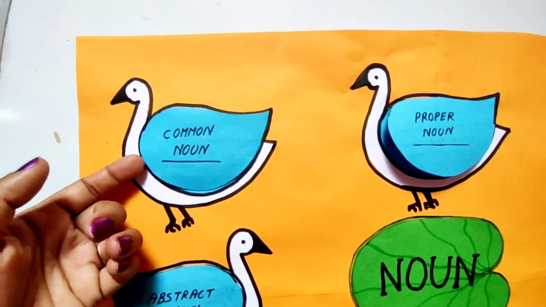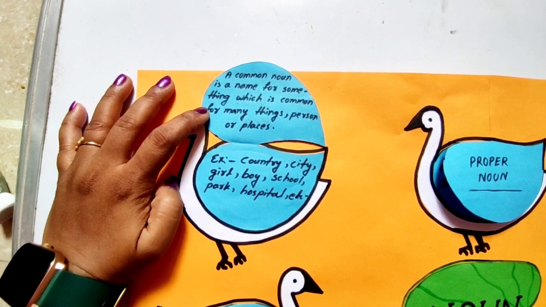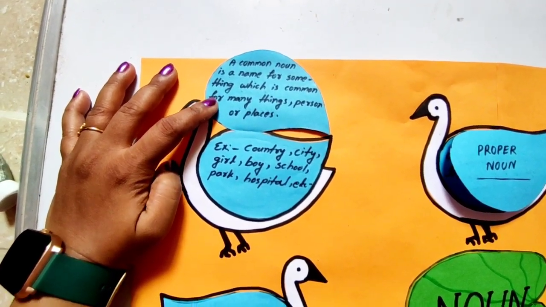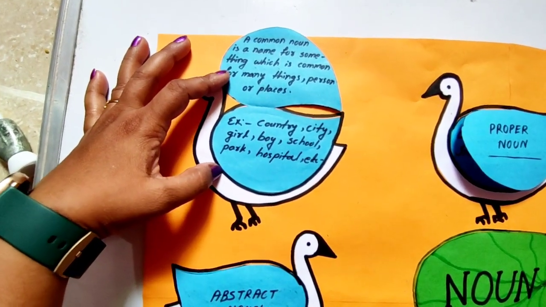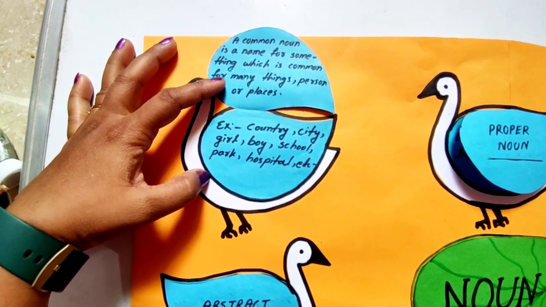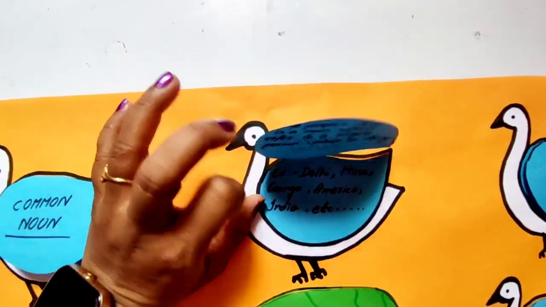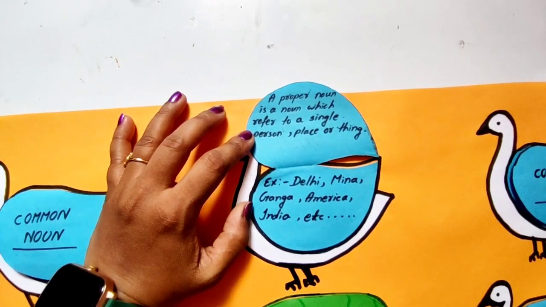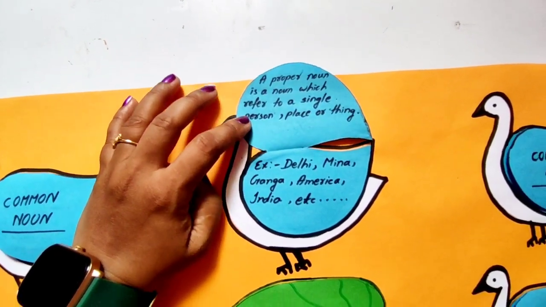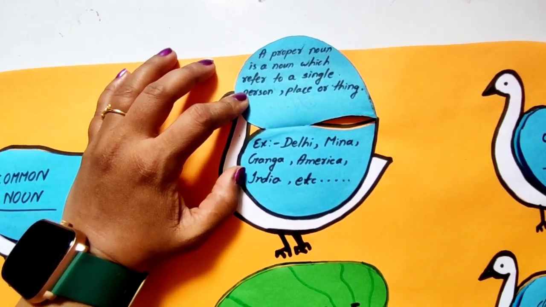Common noun. A common noun is a name for something which is common for many things, person, or places. For example, country, city, girl, boy, school, park, hospital, etc. Then proper noun. A proper noun is a noun which refers to a single person, place, or thing. For example, Delhi, Meena, Ganga, America, India, etc.